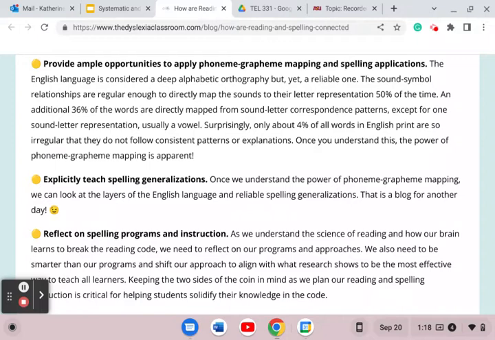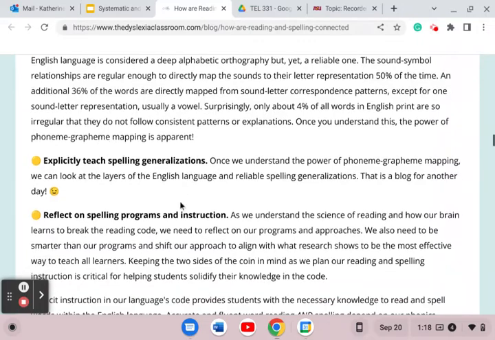So there's a lot of simple tools that we could teach in reliable spelling. If you know the sound of B, it says B. In bat, you would say B, B. That's a B. Sound out the next one. You know the sound of A is A, so you would write A. And reflect on spelling programs and instruction.